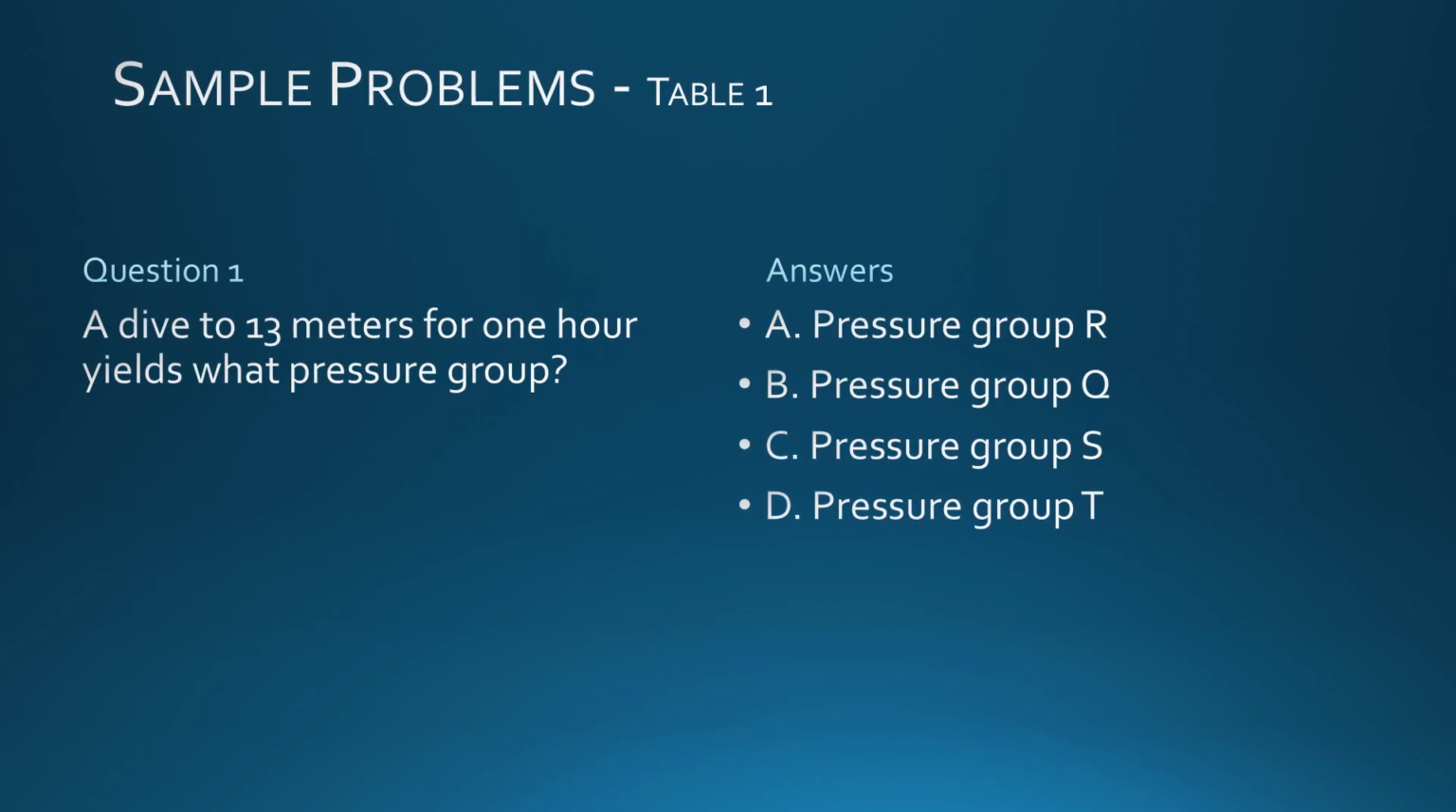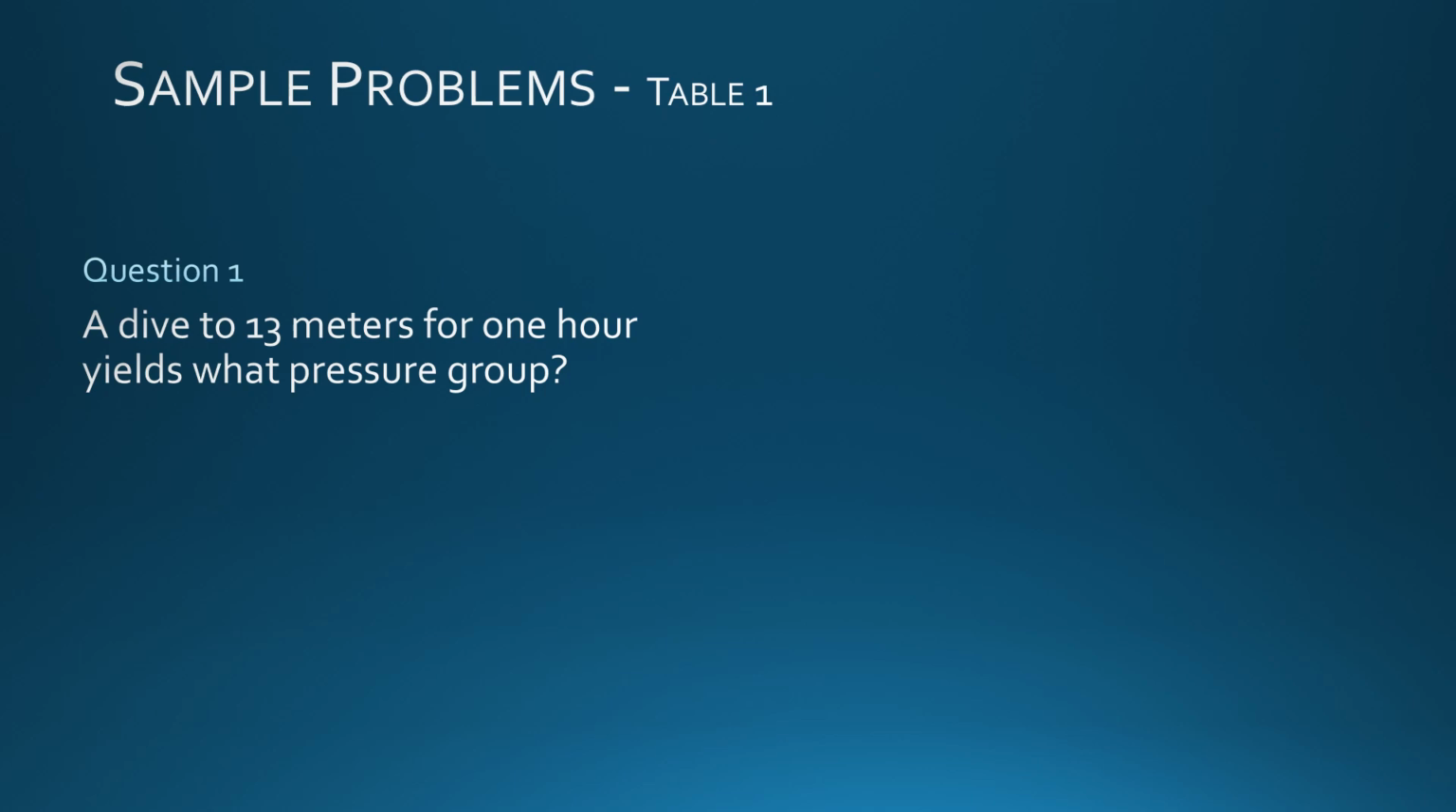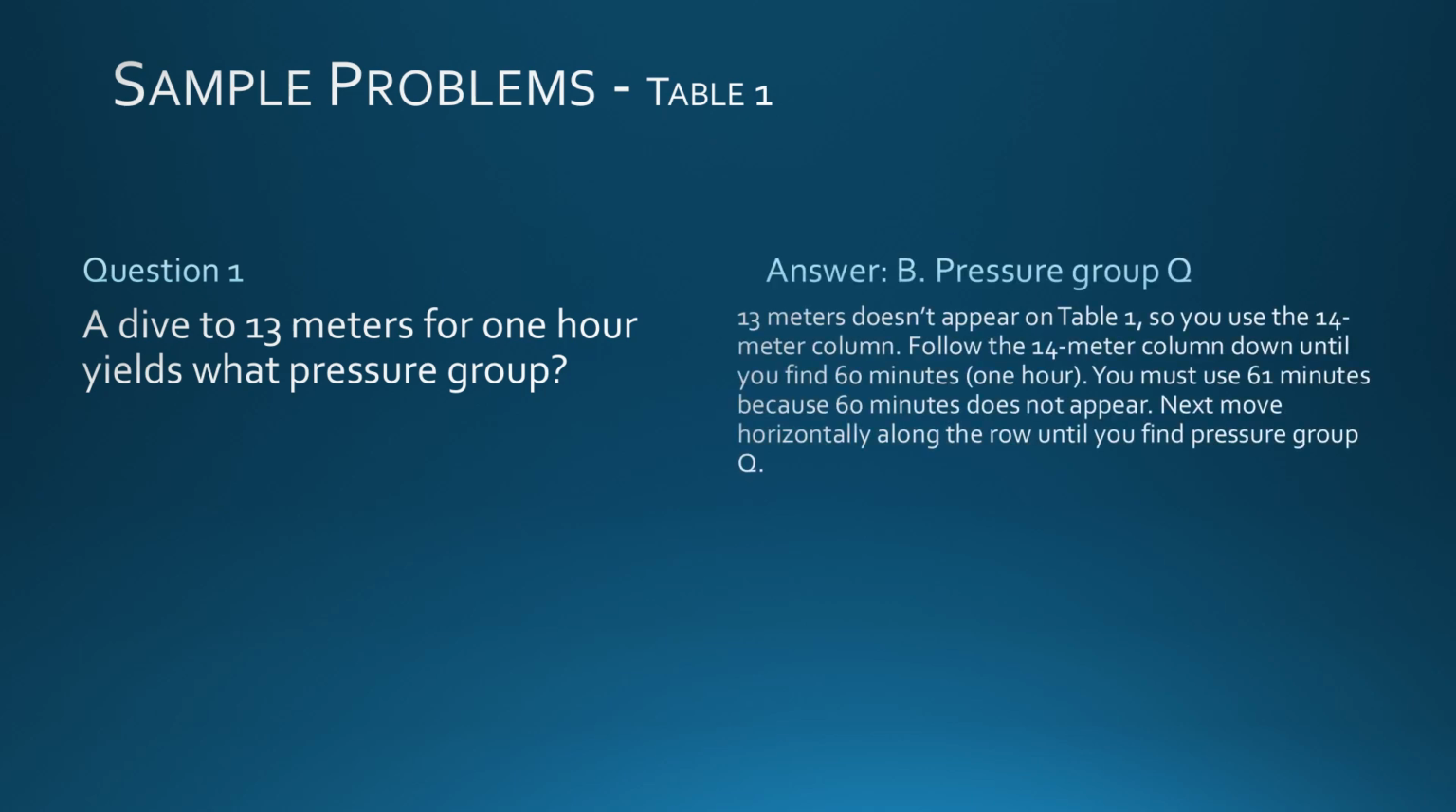Question 1. A dive to 13 meters for 1 hour yields what pressure group? The answer is B, pressure group Q. 13 meters doesn't appear on Table 1, so you use the 14-meter column. Follow the 14-meter column down until you find 60 minutes, 1 hour. You must use 61 minutes because 60 minutes does not appear. Next, you move horizontally along the row until you find pressure group Q.